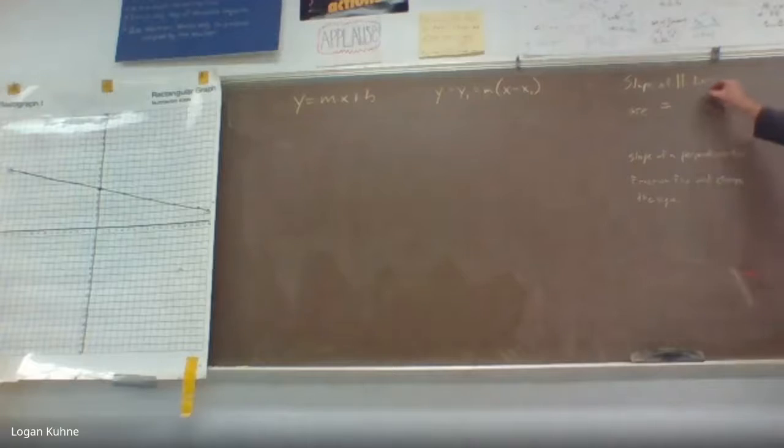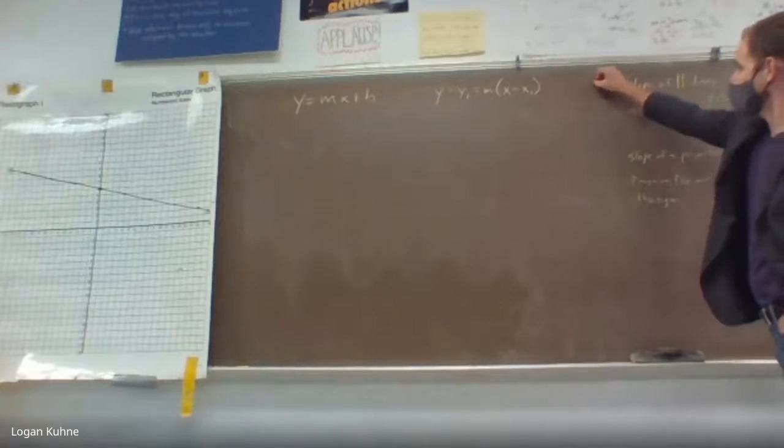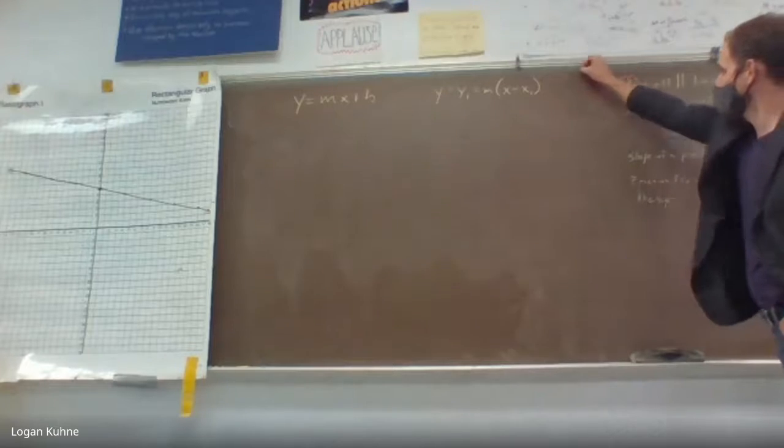So if we have like y equals 3x plus 1, a parallel line would be like y equals 3x plus 6. Now notice one thing about this. Not only are these slopes equal, the y-intercepts have to be different. Otherwise it's the same line. So that's one of the big ideas that we learned today.